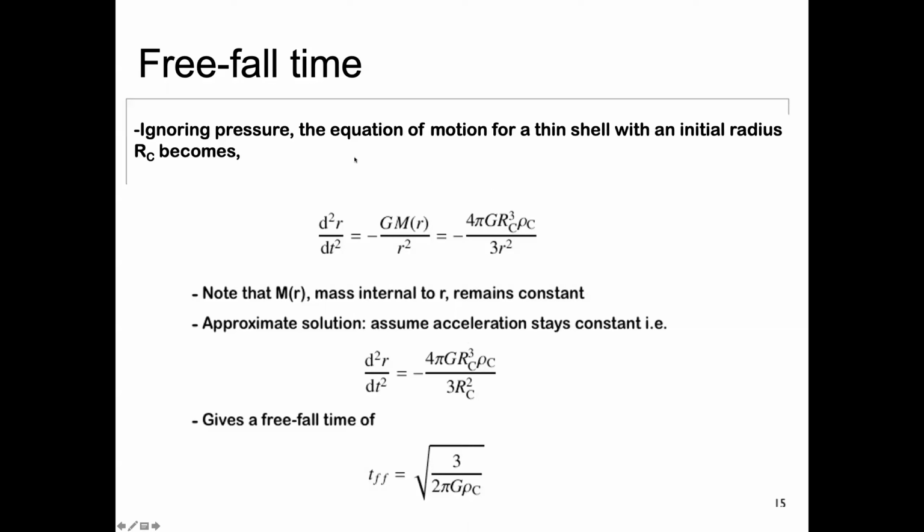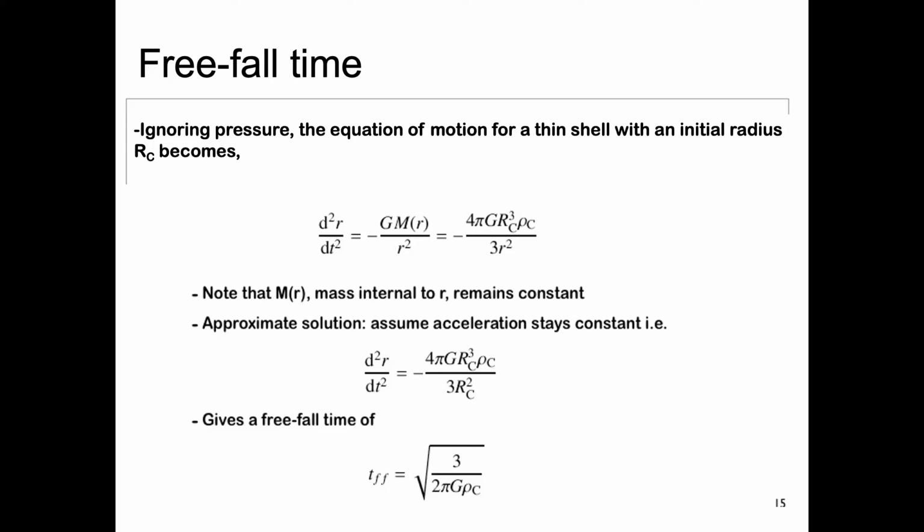So again, ignoring pressure, you can just write down the equation of motion for a thin shell of your cloud, which has a radius of RC. So you have your acceleration term. This is the gravitational force. So you put here the values of, say, the mass and the density of your cloud, etc. Note that this is assuming that the mass within the radius R remains constant, which is an assumption, because in real life, maybe this is not really true.